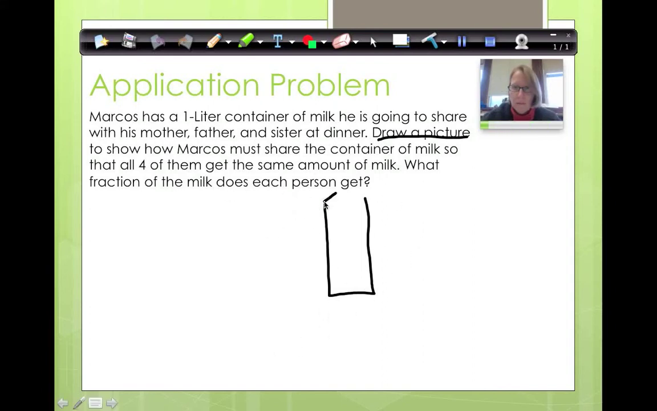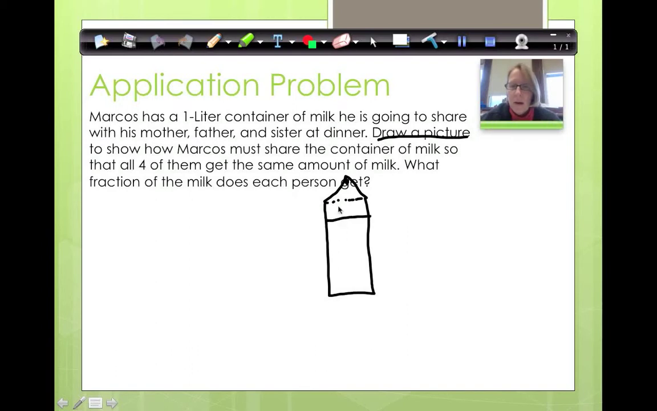They kind of go up like that, don't they? They're sealed right here. Okay, so this part right here doesn't usually have milk in it, does it? Now, I have to draw one so that his mother gets some, father, sister, and him. So I have to divide it into 4s. Okay, so to 4 parts.